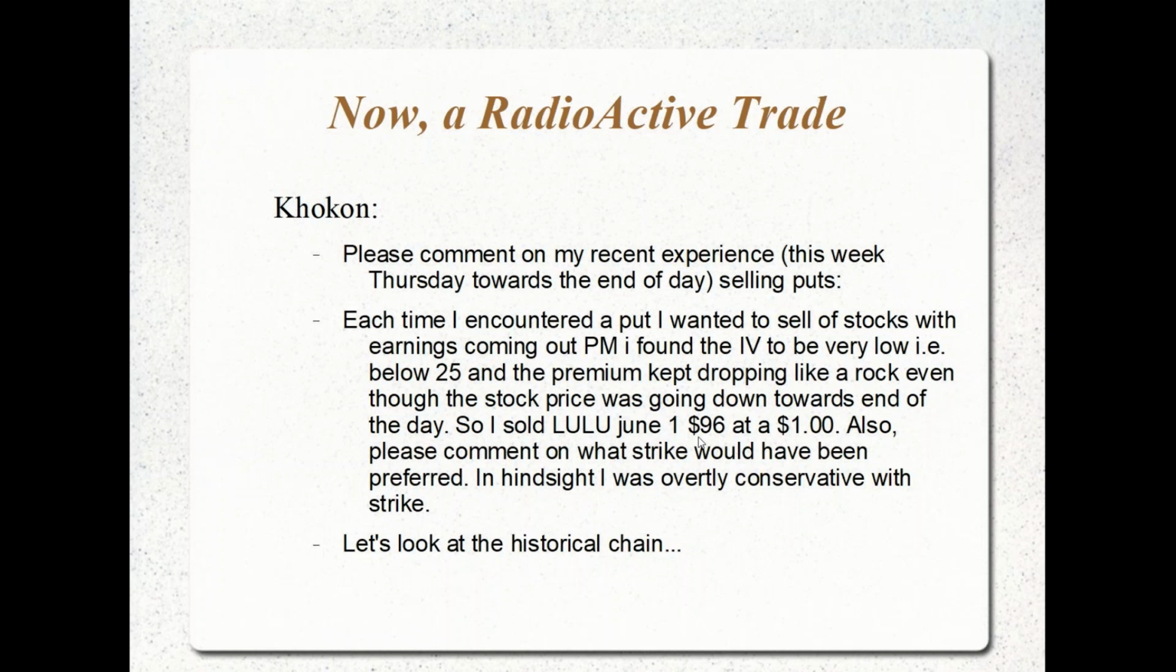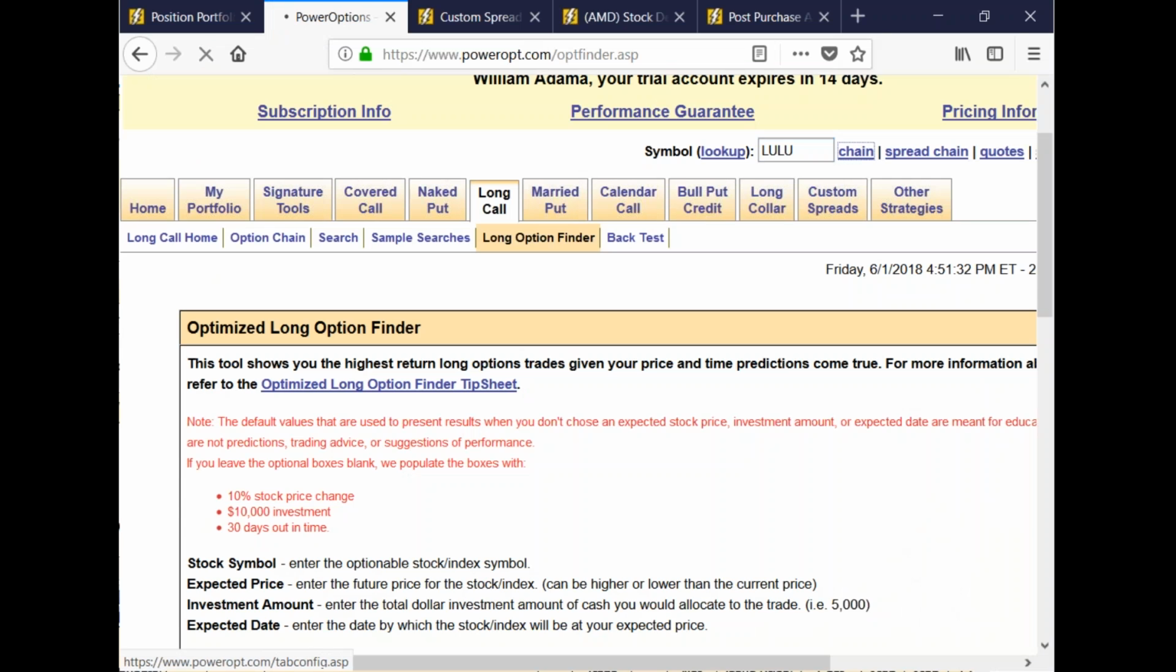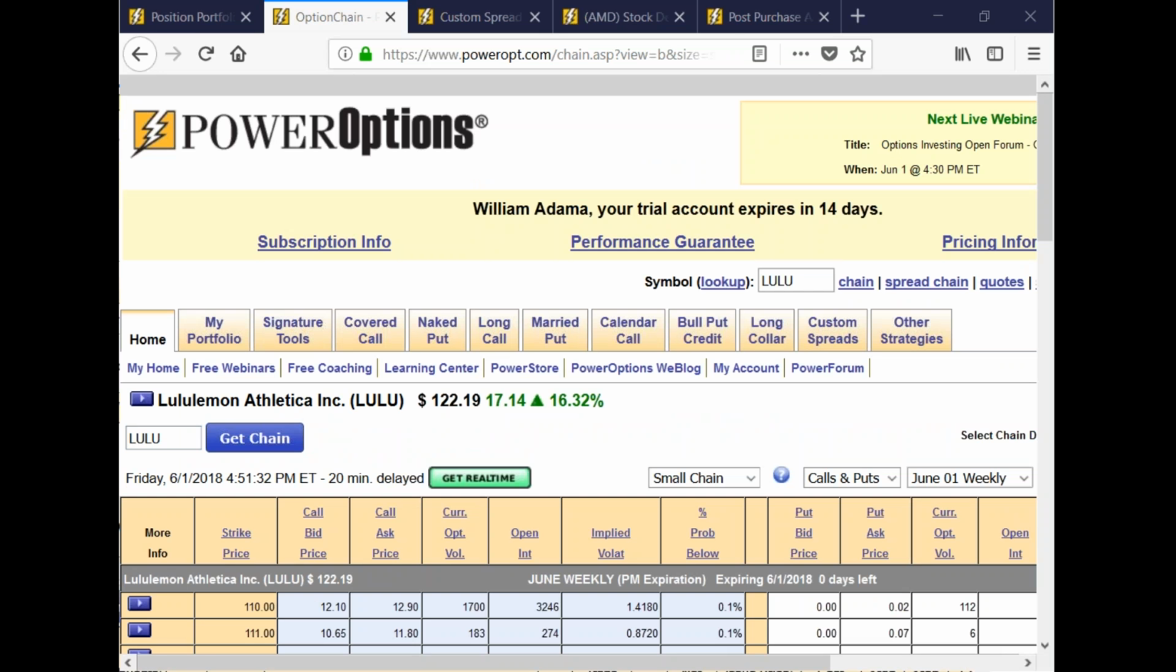So you sold the June 1st 96 put on LULU at $1. And what strike would have been preferred? Well, let's take a look again at what we're talking about here. I'm going to go to the chain real quick for LULU. I'm sorry, let me bounce right back here. There we go. I'm going to look at the chain for LULU. Okay, I'm going to pause real quick.